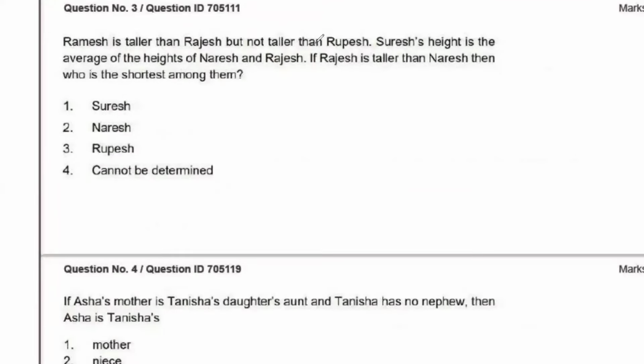So now I can see that there's R here, Rajesh, Rupesh, Ramesh, 3 R's. So for Ramesh, I'm going to put M. For Rajesh, I'm going to put J. And for Rupesh, I'm going to put P, so I don't get confused with the R. So Ramesh is taller than Rajesh.